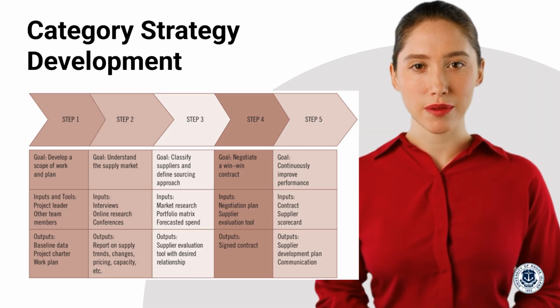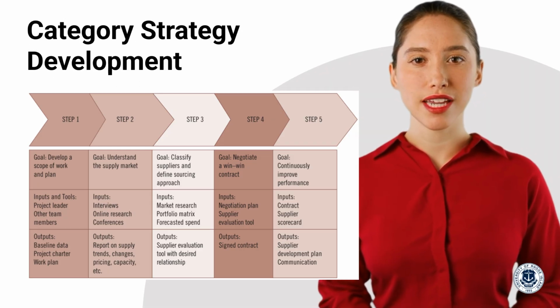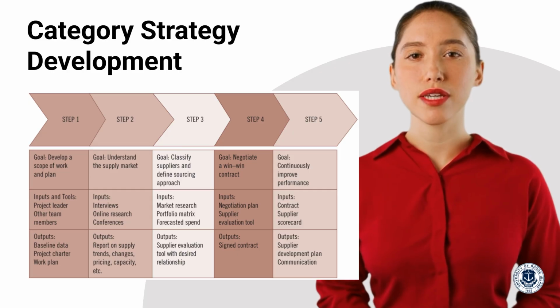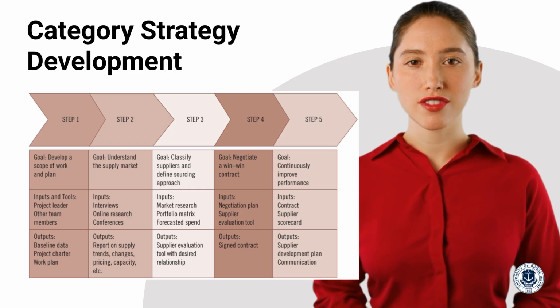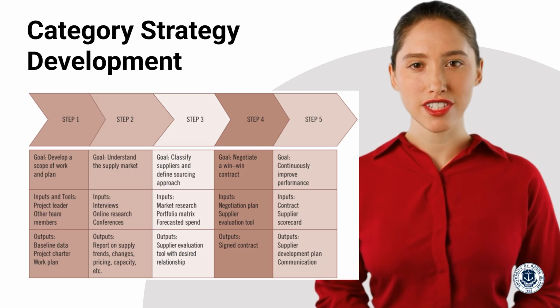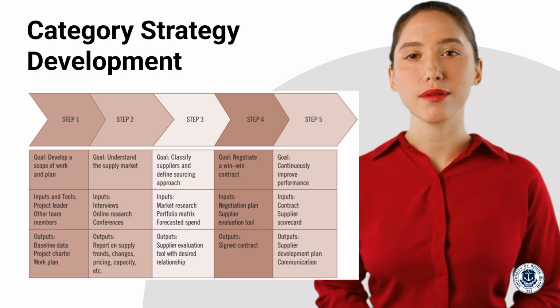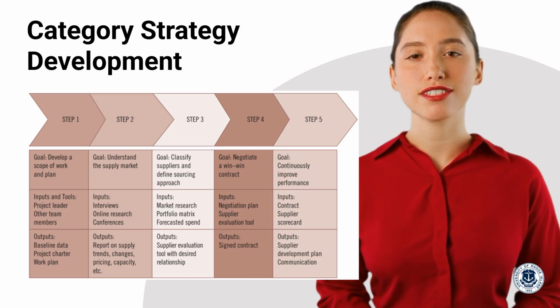Category strategy development follows a structured multi-step process. It begins with team formation and charter development, followed by market intelligence research, strategy development, supplier evaluation, contract negotiation, and supplier relationship management. Each step builds on the previous one, creating a coherent and defensible strategy.